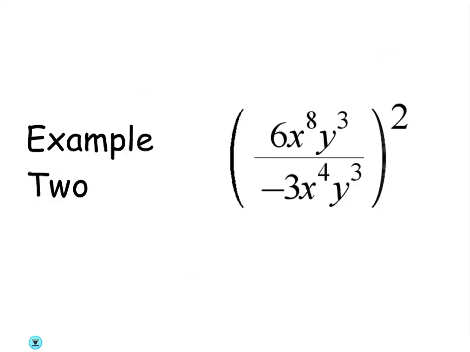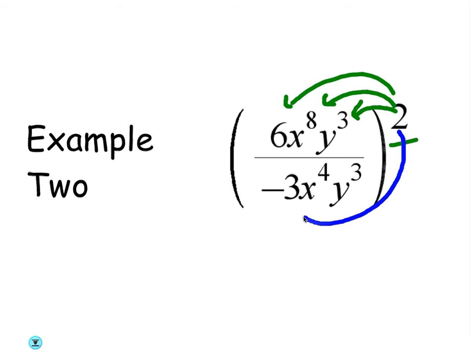The next one is similar, but a little different, because the difference here is we have one exponent for the entire thing. All we have to do, though, is actually take that exponent and distribute it to every term in the fraction, because everything's being squared, which means everything is being multiplied by itself. So the 2 is also going to be distributed to the bottom.